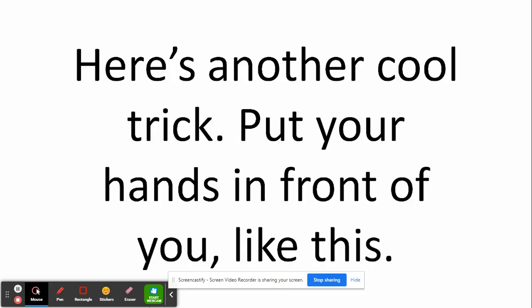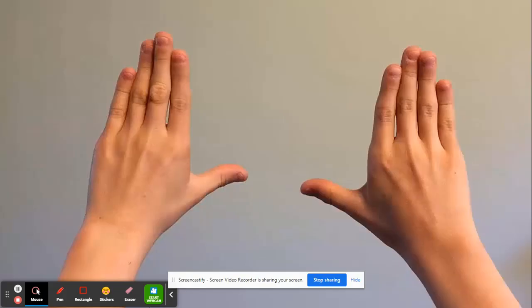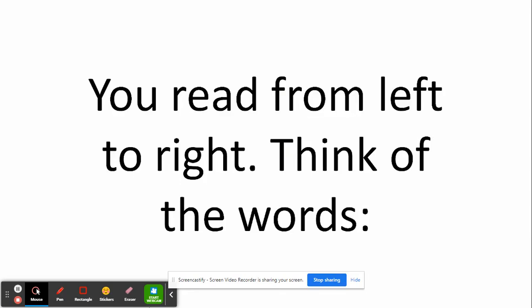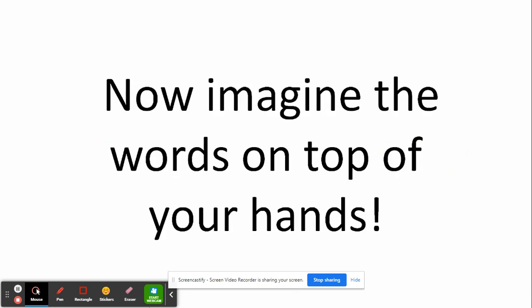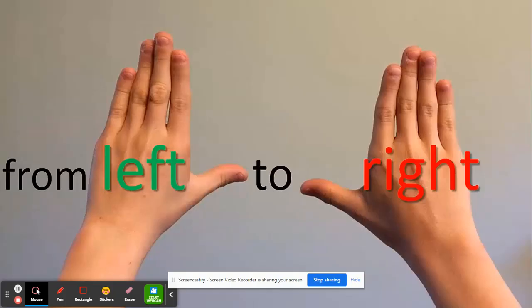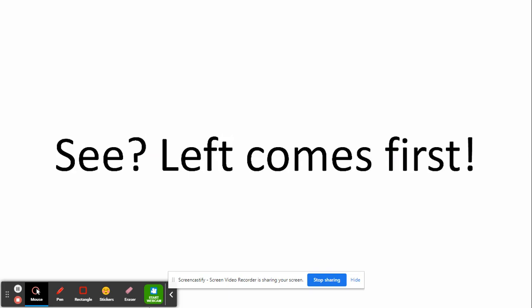Here's another cool trick. Put your hands in front of you, like this. You read from left to right. Think of the words from left to right. Now imagine the words on top of your hands, from left to right. See, left comes first.